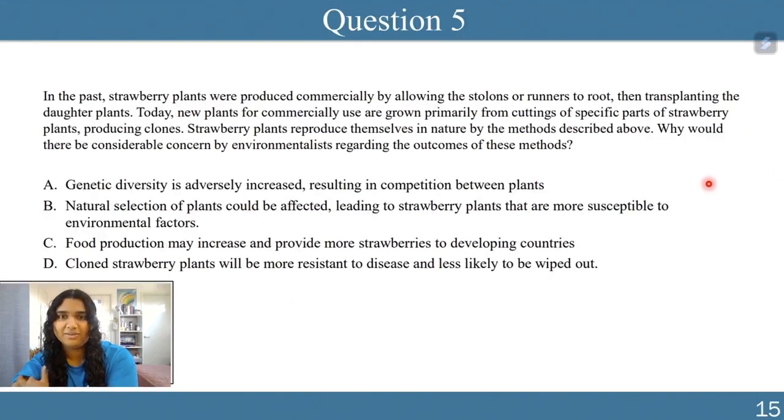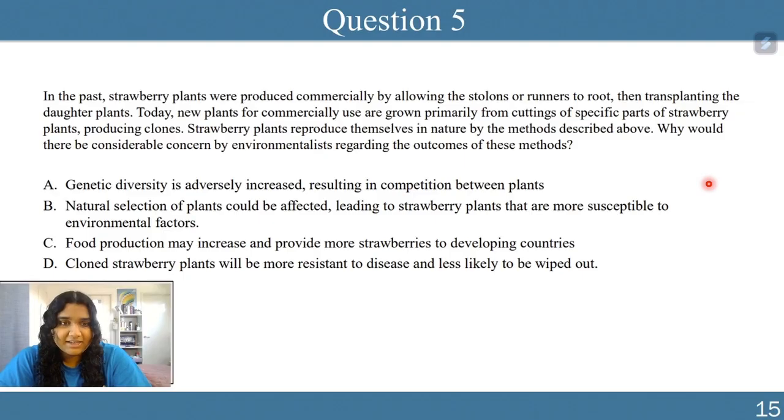Okay. Now we've got question number 5, dealing with that same strawberry plants. In the past, strawberry plants were produced commercially by allowing the stolons or runners to root, then transplanting the daughter plants. So it's the same exact question opening. This time, why would there be considerable concern by environmentalists regarding the outcomes of these methods?